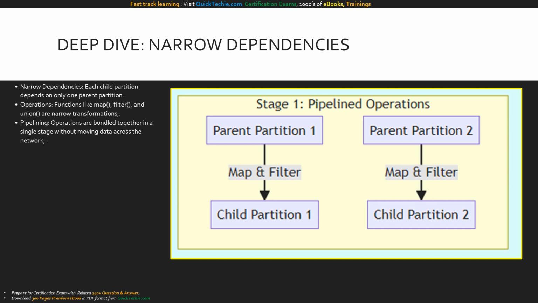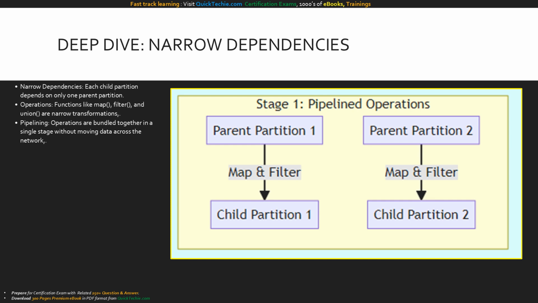Observe how clean and direct the flow is in this diagram. Parent partition 1 maps directly to child partition 1. The data stays strictly within its own lane. Because there is no cross-communication required between the partitions, there is absolutely no network overhead.